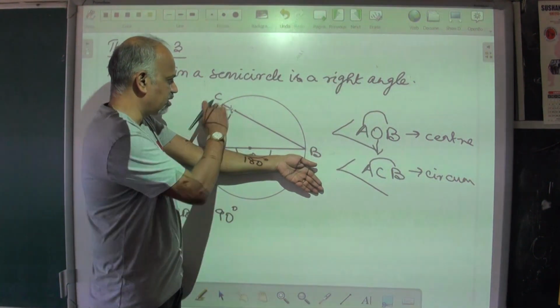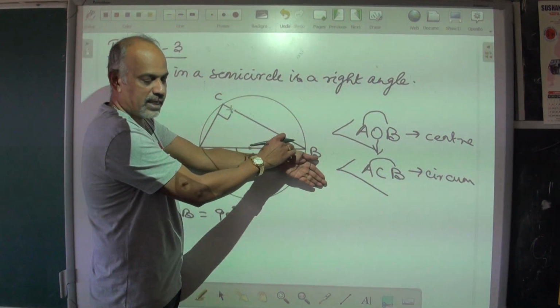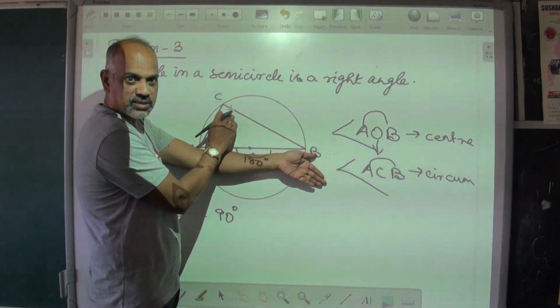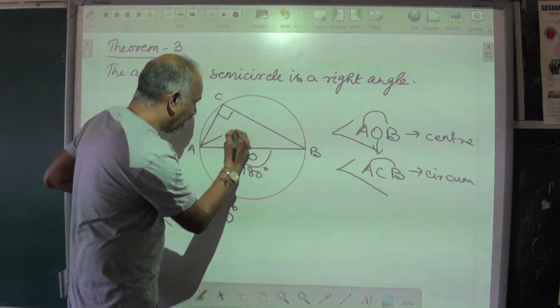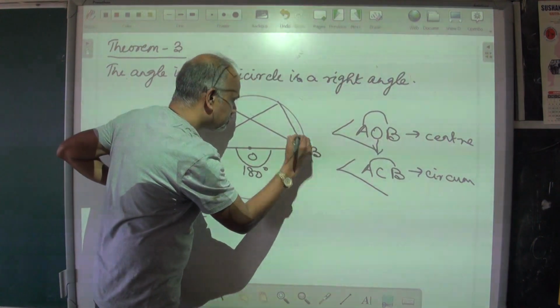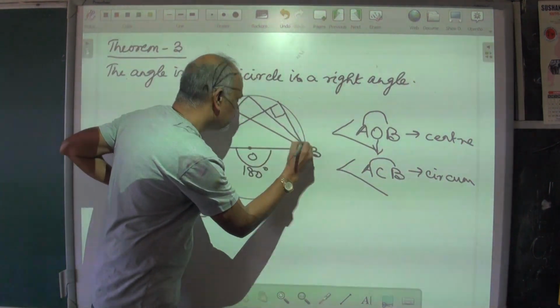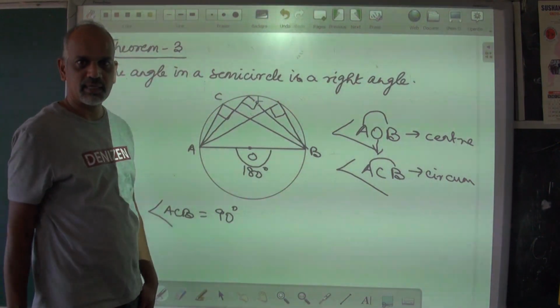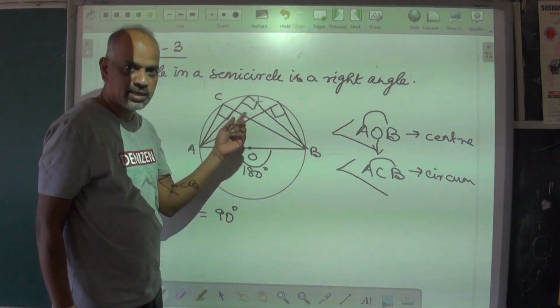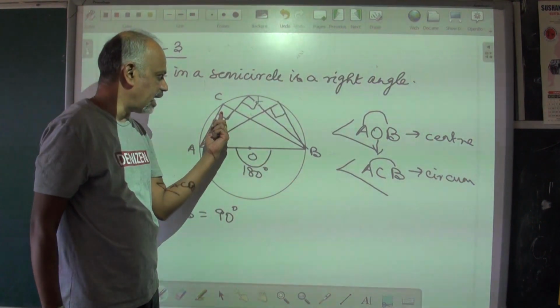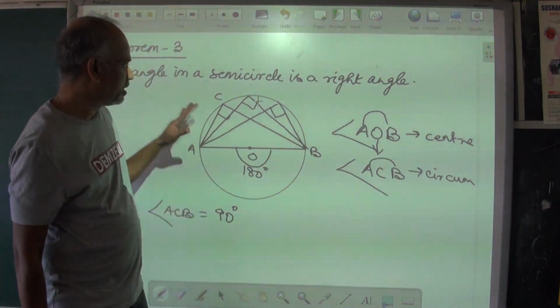So look at the semicircle now. This is the semicircle. Angle in the semicircle is always 90 degrees. I can draw one angle here. This will also be 90. I can draw one angle here. This also will be 90. So angle in a semicircle is a right angle, or the angle made is 90 degrees. That's the third property.